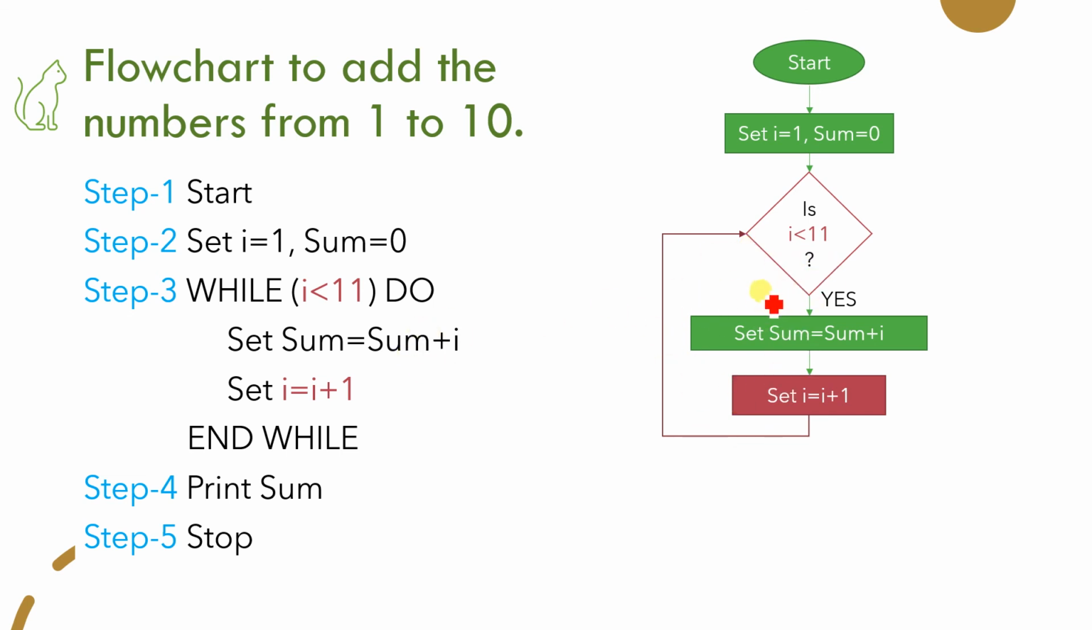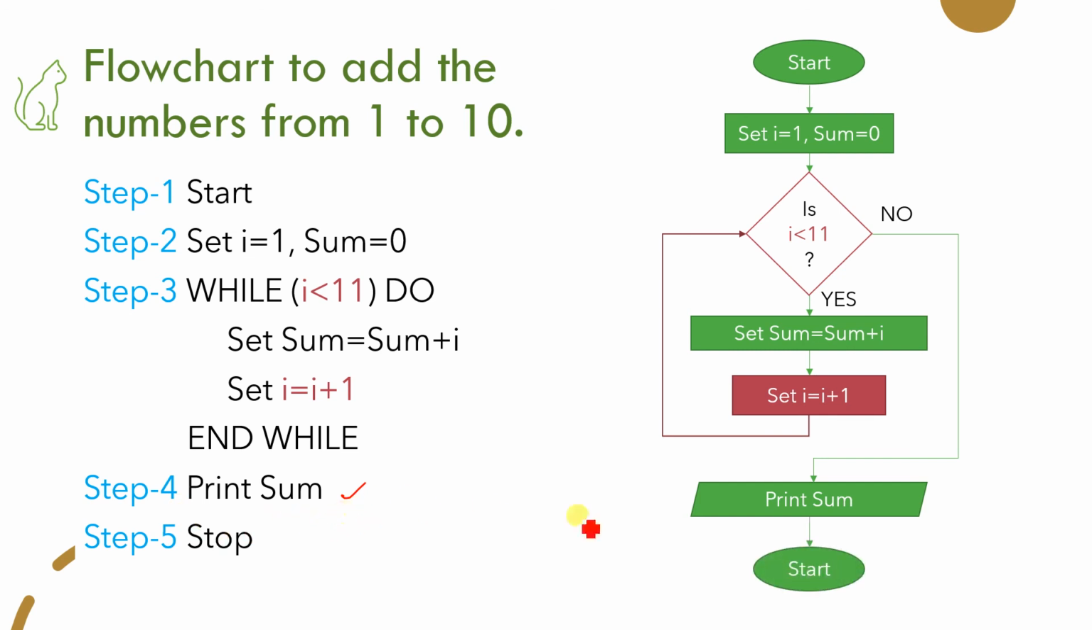When the condition becomes false, we come to this print sum line. If it is no, we come to the print sum line. After that we have to stop. Again, I have made a mistake over here. It should be stop. Now the flowchart will work something like this.